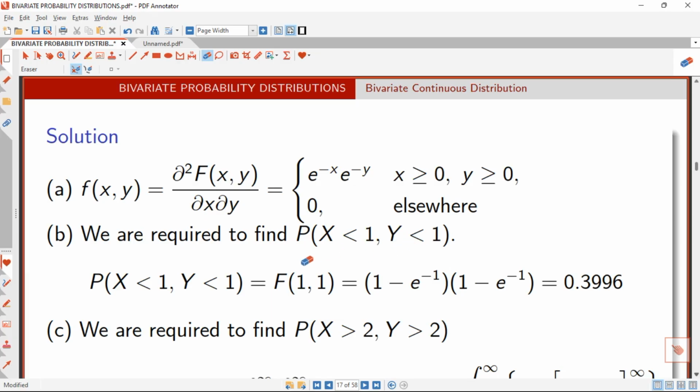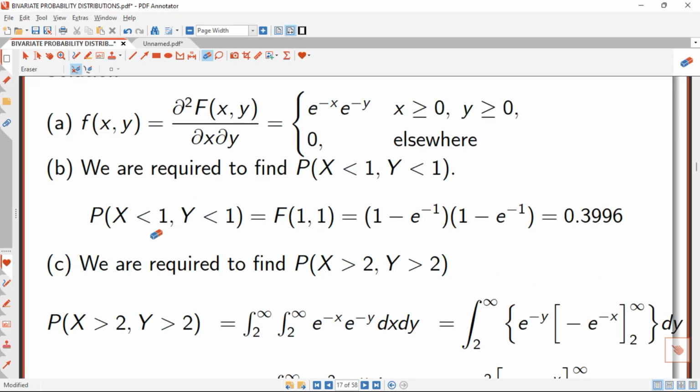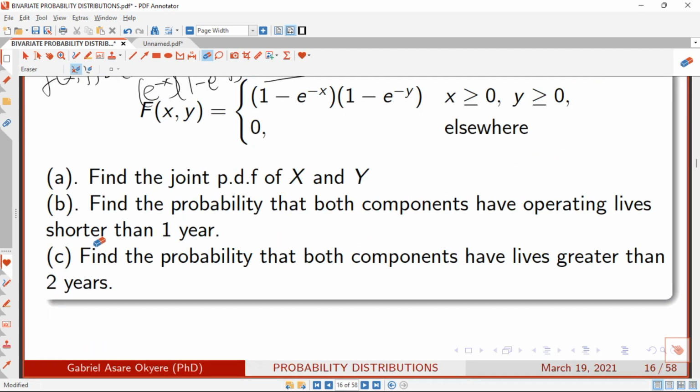Okay, since we already have our cumulative density function, right, we can just put in 1 into the cumulative density function to get our probability that our x is less than 1 and our y is less than 1. And if you do that, we are getting our answer to be 0.3996, because we just have them here. So wherever you see x, you put in 1, wherever you see y, you put in 1 here, and then we get that answer.